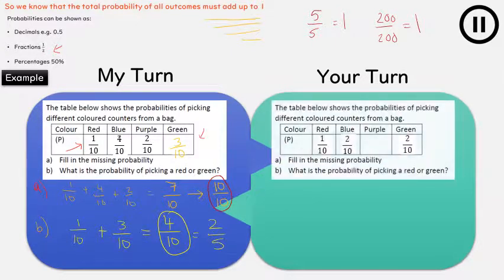Okay. Your turn now, exactly the same. Pause the video now, have a go, and we'll go through the answers in a second.